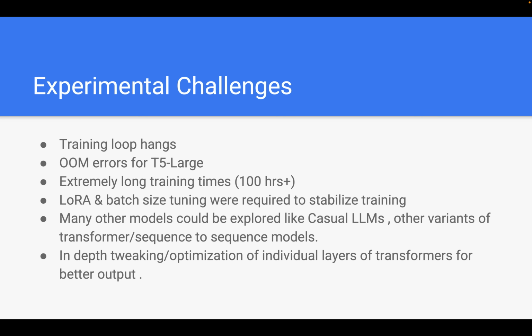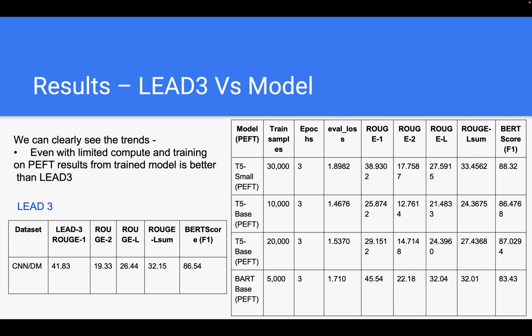As I said, we have played around with different parameters in the LLM to make sure that we use the optimized batch size and the efficient LoRA parameters to train the model well. There can be multiple strategies from here, like you can use multiple causal LLMs, decoder only model LLMs, other variants of transformer, sequence to sequence models, and you can also tune and optimize the different layers of transformers for better output and results. So these can be the next steps going from here.